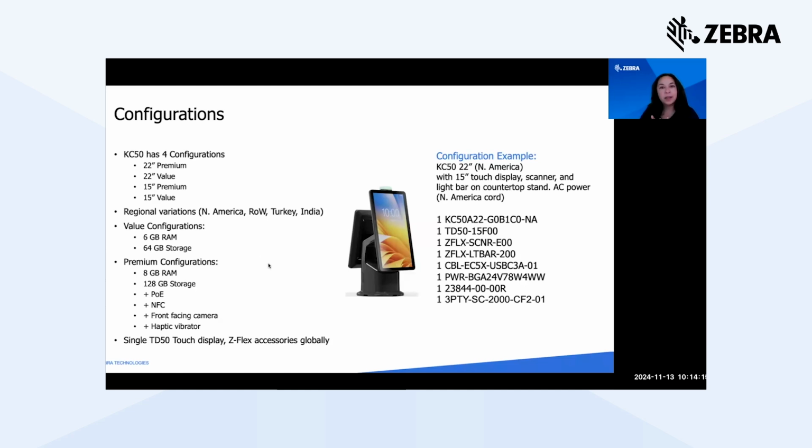Now on the right side is an example of the configuration. As I said, KC50 is the touch computer itself, and from there we can add the touch display, the secondary touch display, and any other accessory that may be required to make the full solution. All these configurations are available today and are available on our website where we can see all these different variations and configurations depending on what we're looking for.